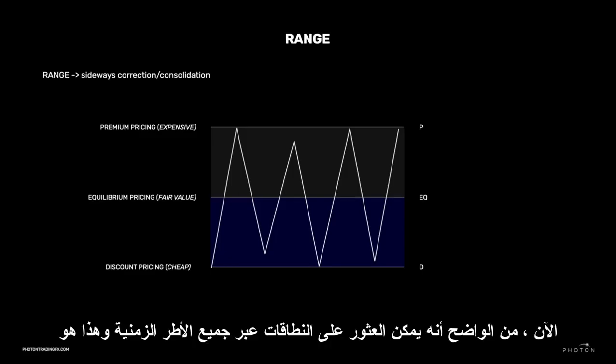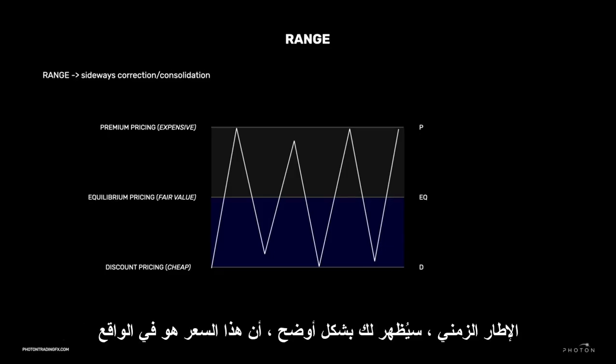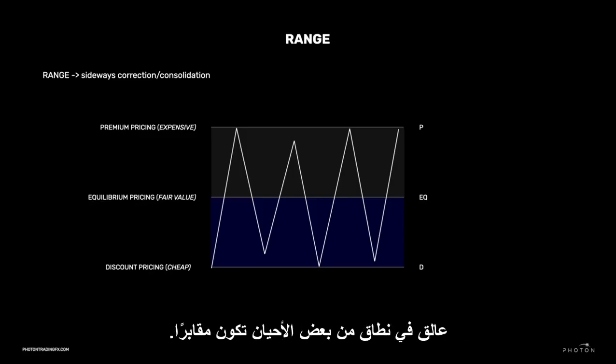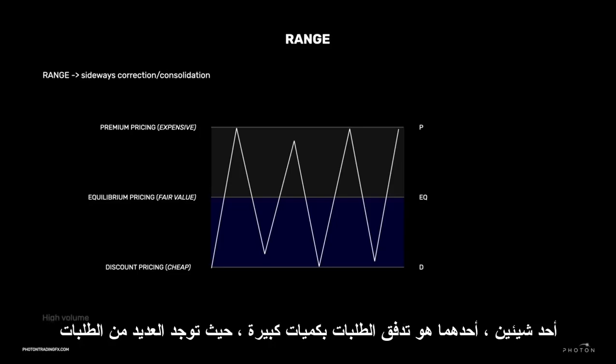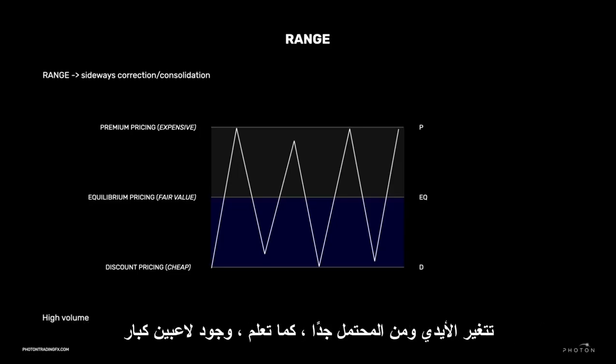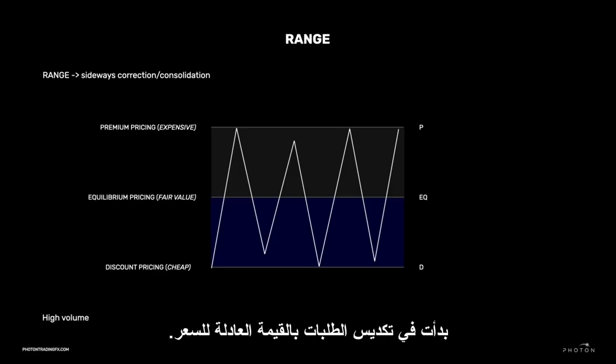Now ranges can obviously be found across all time frames, and this is where sometimes jumping up a time frame can show you more clearly that price is actually stuck in a range, if you're a bit too zoomed in on a lower time frame. Ranges generally indicate one of two things. One being high volume order flow, where many orders are changing hands, and it's very likely that large players are beginning to stack orders at a fair value of price.